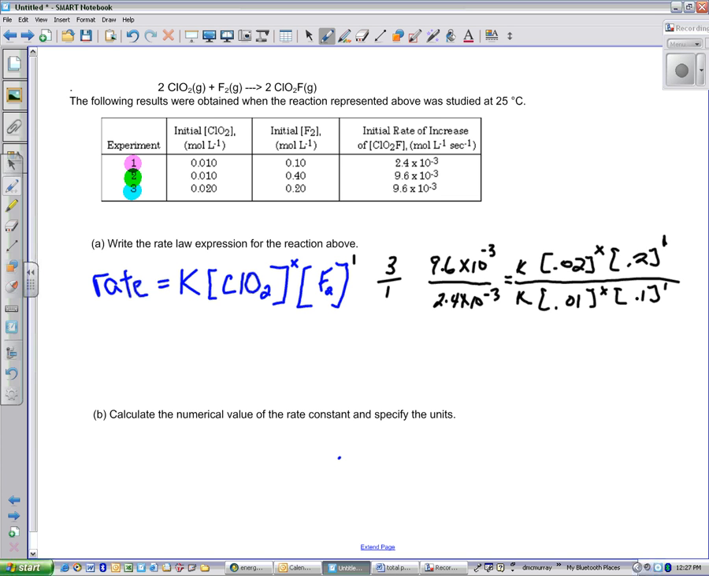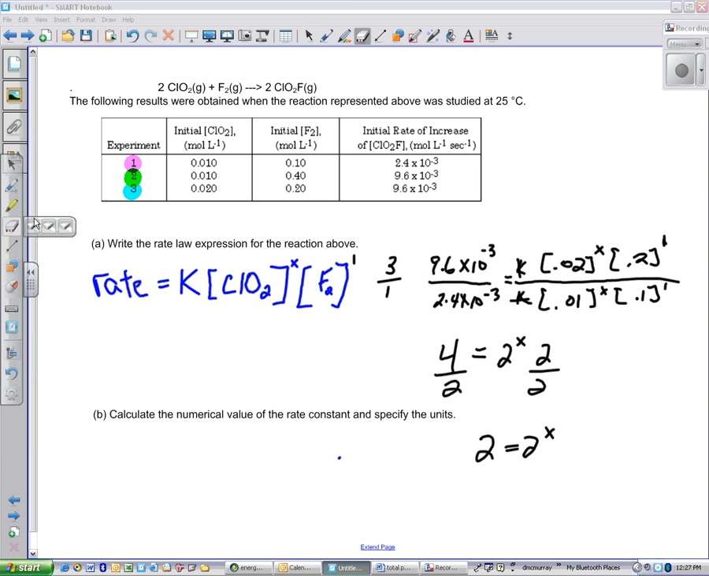And so now I can actually reconcile this a bit in the fact that 9.6 divided by 2.4 times 10 to the negative 3 comes about 4 equals, the k's cancel. Nothing else will though. However, we can take care of our numbers and the exponent will persist. So 0.02 divided by 0.01 is 2 to the x times, well, how many times is 0.1 going to 0.2? 2. So then let's divide this side by 2 and divide this side by 2, and we end up with 2 equals 2 to the x. And hey, x ends up being 1 as well. And that's excellent. And so our x is also 1.